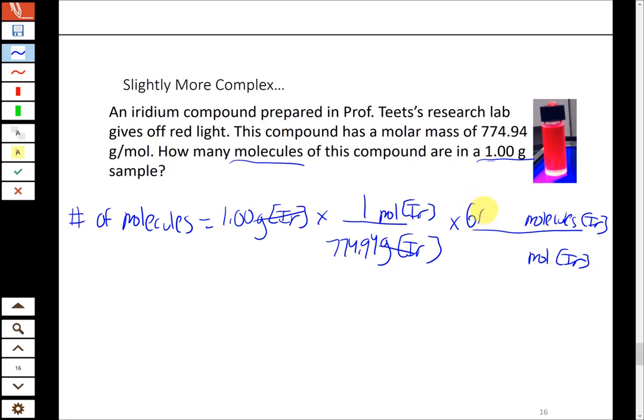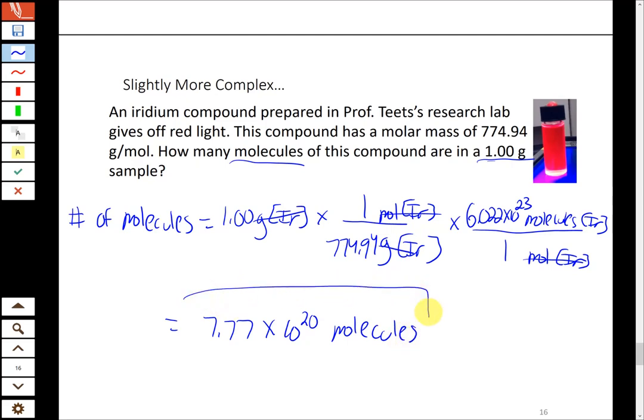So in this case, it's a compound, so it's going to be made up of molecules and not atoms. So the Avogadro's number will tell us directly how many molecules are in there. And so from that, we get 7.77 times 10 to the 20th. All right, again, in most contexts, not particularly useful to know how many molecules there are in 1 gram of a substance, but we can calculate it.